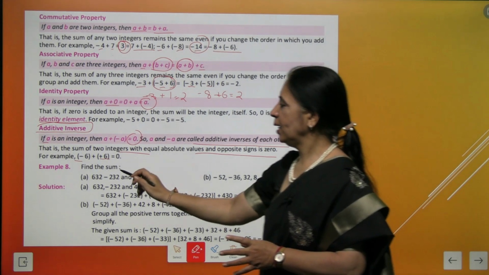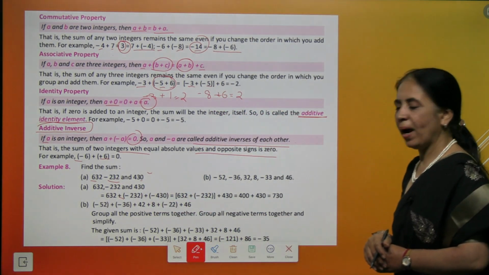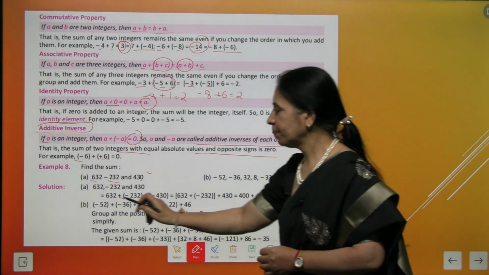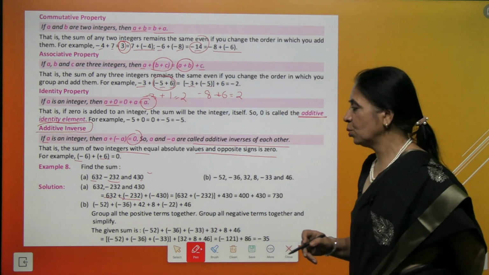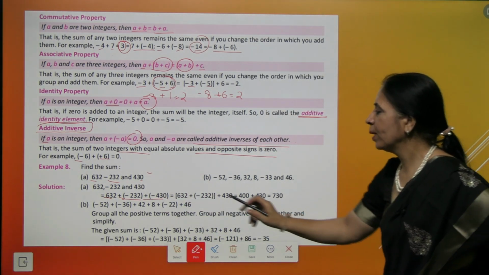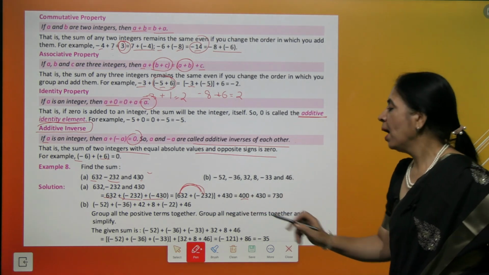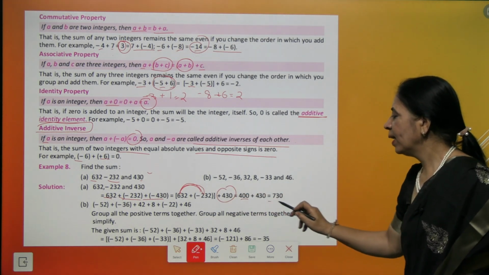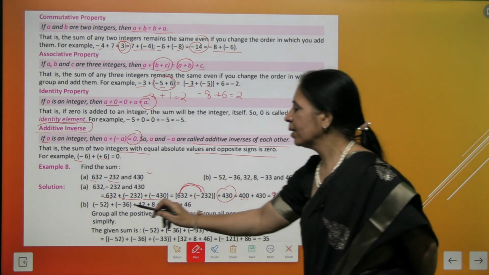Now let's do these sums. So here we have 3 numbers, we have to add them. सबसे पहले हमने 632 लिखा प्लस -232 and plus -430. So here we are going to add these two numbers. इनको ऐड करके 400 मिला and plus 430 we get 830. Got it? Now let's try another one.